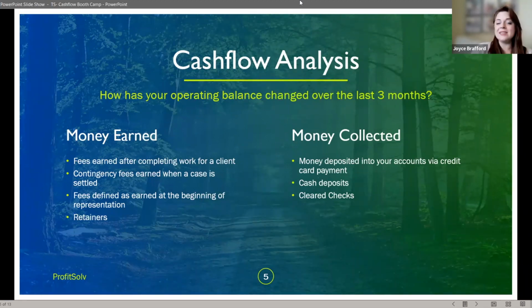Contingency fees, when a case is settled, you've collected those. You've gotten a settlement from an insurance company, whatever it happens to be, and you have actually taken your percentage out of it. Those contingency fees that have then been paid to you, that's very clearly yours.